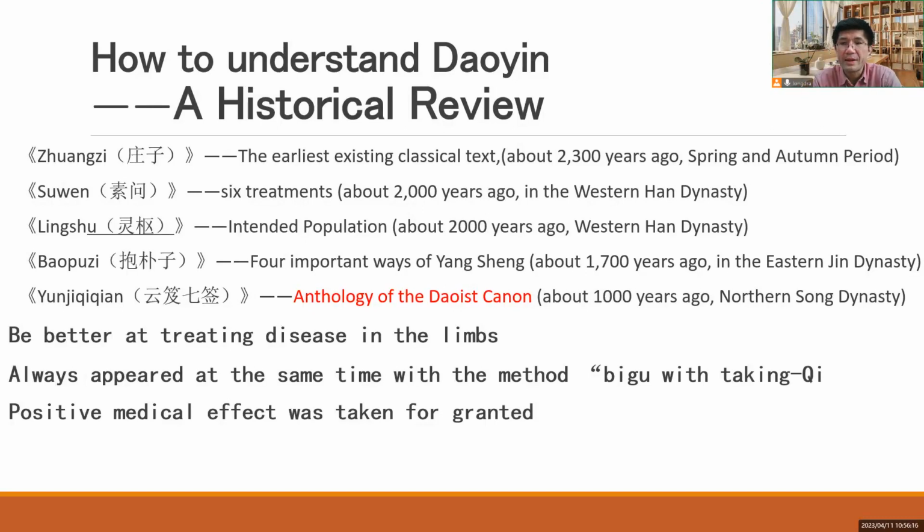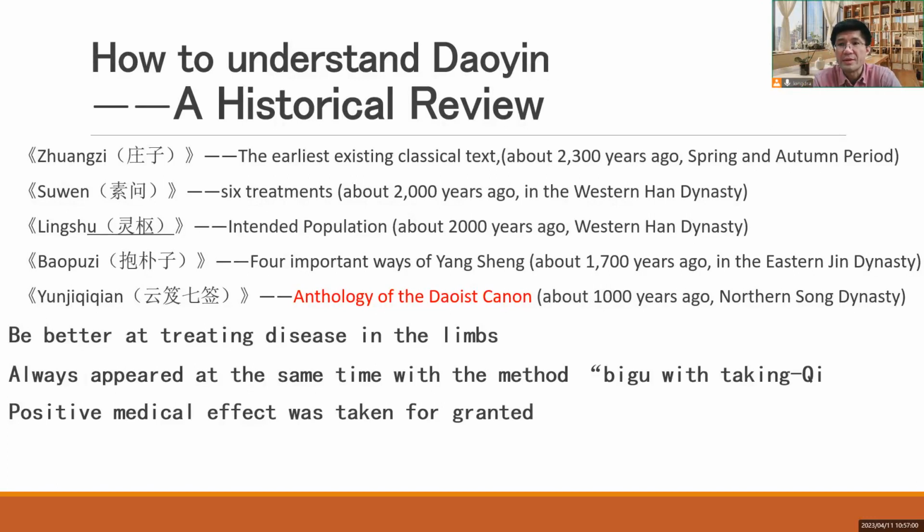In the Plain Questions, Daoyin was considered as one of the 6 TCM treatments, alongside the other 5 treatments: acupuncture, massage, moxibustion, stone needle, and herbal remedies. While in the Miraculous Pivot, Daoyin was recommended for people with good flexibility and a peaceful mind.